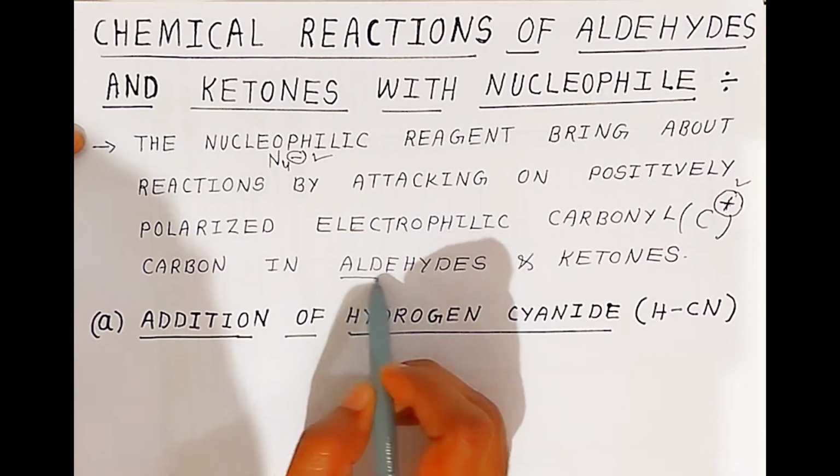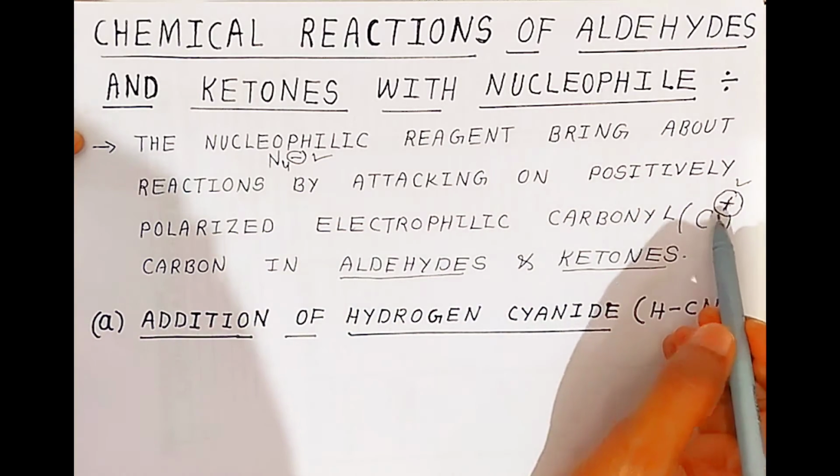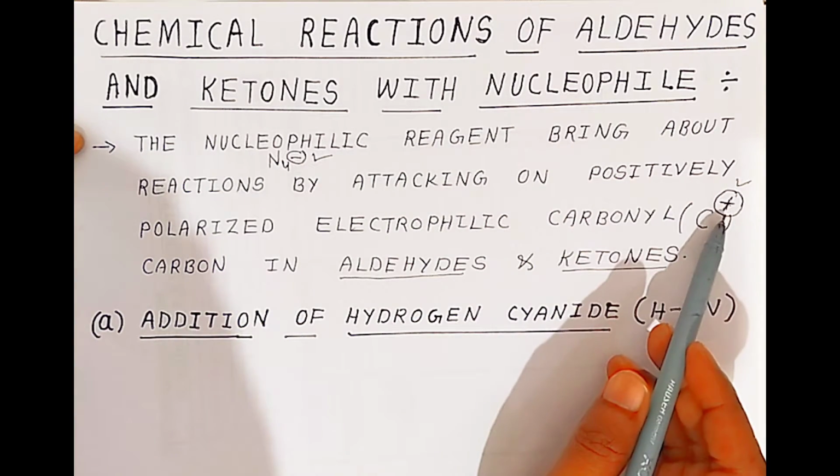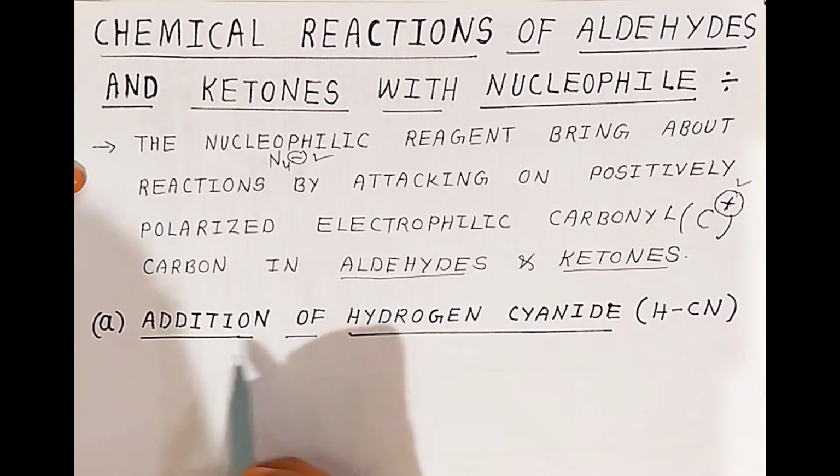So students, aldehyde and ketone both have an electrophilic carbonyl carbon which is positive. This nucleophile will attack this positive charge and form the reaction. So which type of reaction, students? First we are going to see the addition.